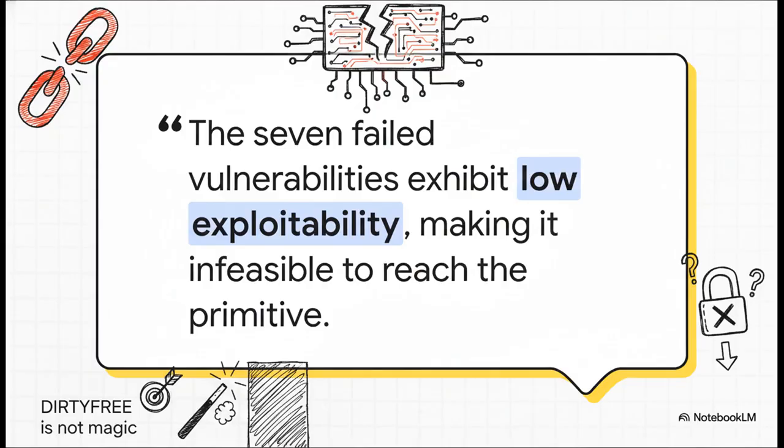Now, let's be clear, dirty-free isn't magic. As the researchers themselves point out, you still need a bug that gives you enough power to corrupt a pointer in the first place. The 7 vulnerabilities they couldn't exploit were simply too limited to even get that first foot in the door. So this technique is incredibly powerful, yes, but it's not all powerful.